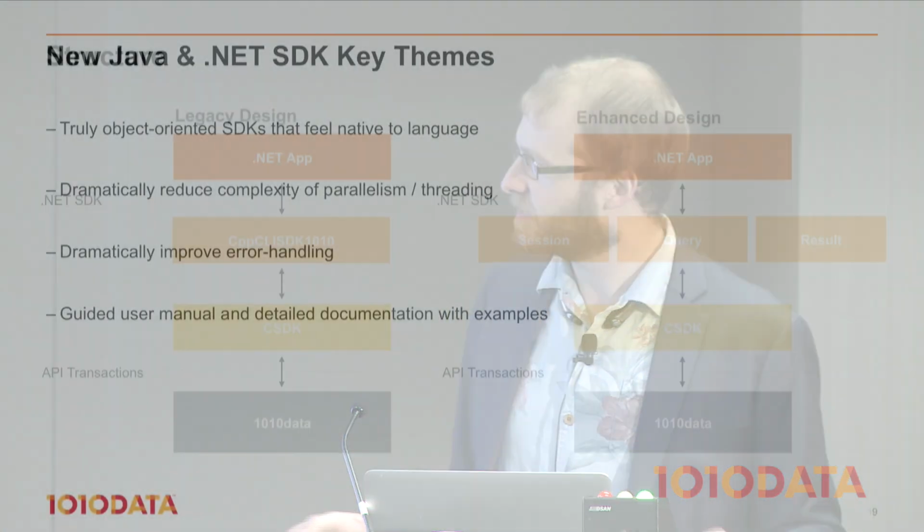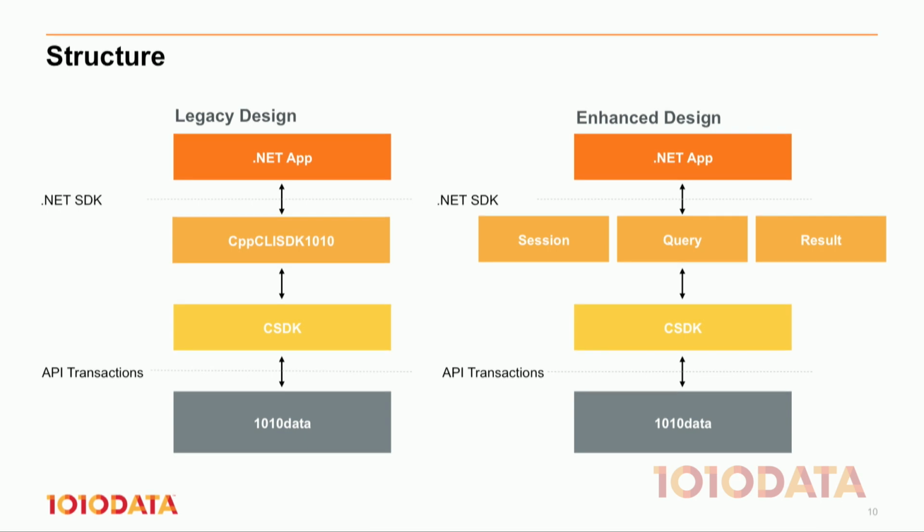OK, so the legacy SDKs had a couple of shortcomings. First, the old design was monolithic. We had this single object. Every single interface to connect to 1010 was attached to this one object. That object itself was what's called a singleton object. You had to have a single instance of it in your entire application. This is not intuitive for modern application developers. It's not what they're looking for. It doesn't feel like .NET, doesn't feel like Java.